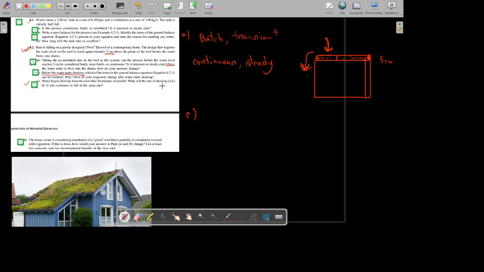What will be the rate of draining? I mean, what will be the rate of draining, meaning the output rate in liters per second. You are asked to find the output rate in liters per second, if rain continues to fall at the same rate.